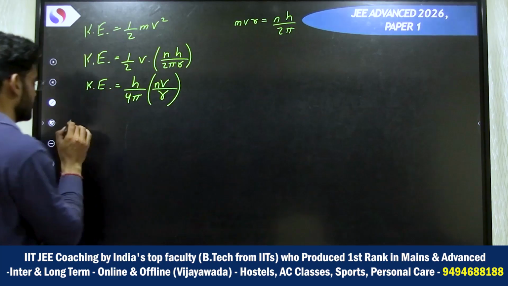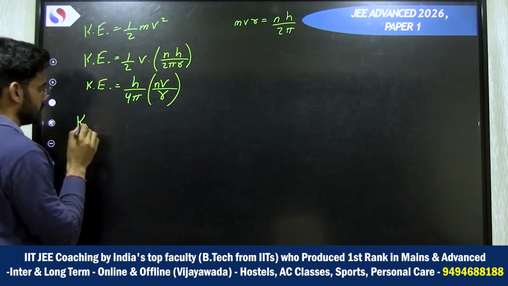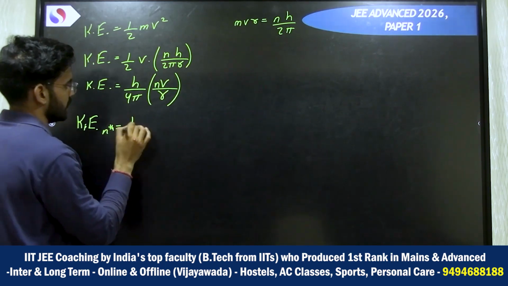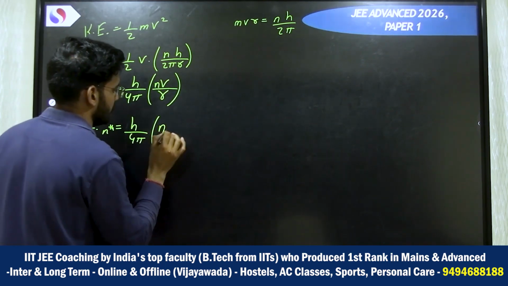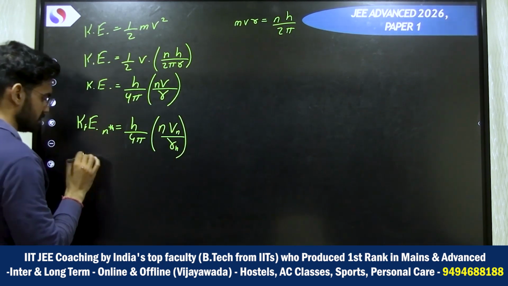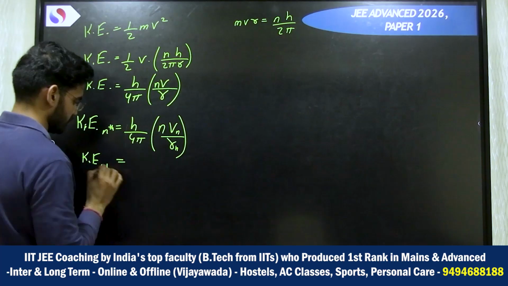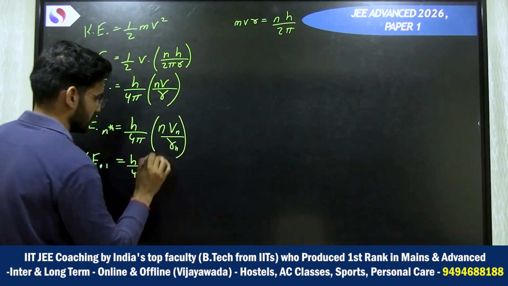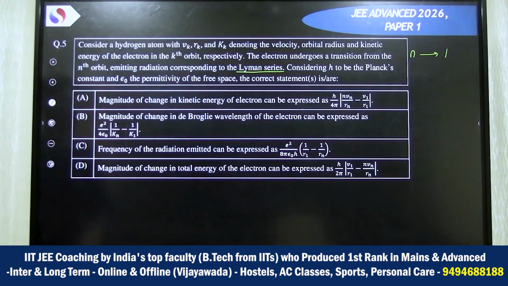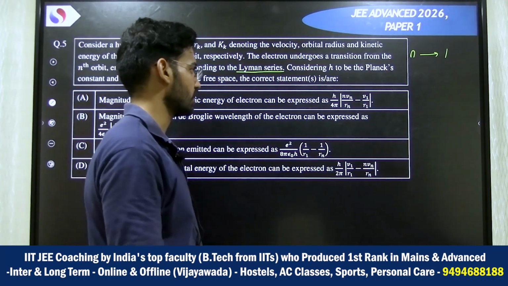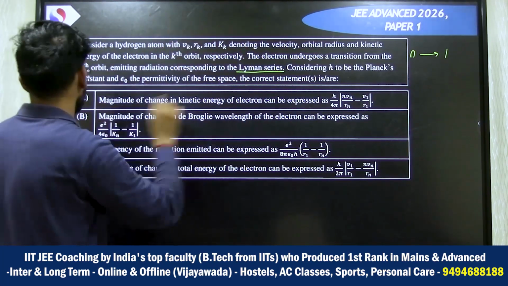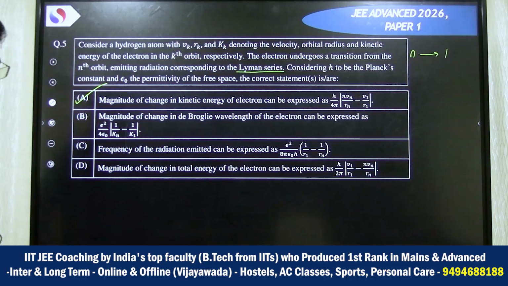For the nth orbit, kinetic energy you will write as h upon 4 pi into n times Vn by Rn. And kinetic energy for the first orbit you will write as h by 4 pi into n times V1 by R1. Subtract both of them. He is keeping the mod to keep the value positive, he doesn't want us to get confused. Just the change, magnitude he is asking, so he is giving the mod, right? So A option is the correct answer, right?